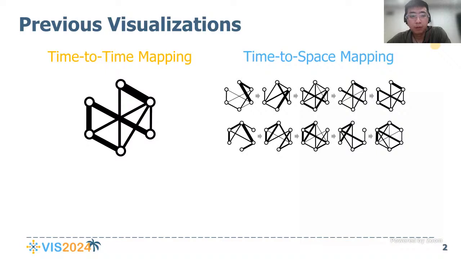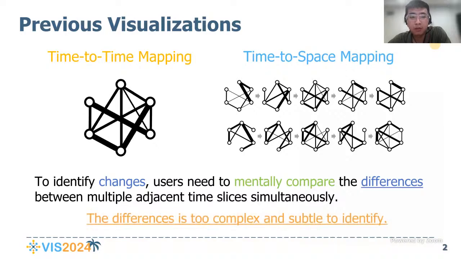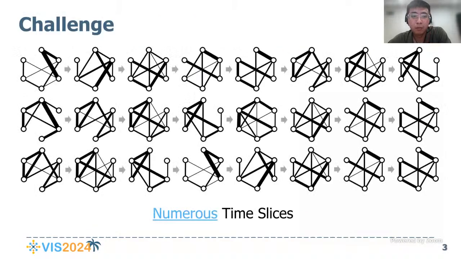However, both methods have some problems. To identify the changes, users need to mentally compare the differences between multiple adjacent time slices simultaneously. It is a challenging task because the differences in a dynamic weighted graph are too complex and subtle to identify. It will be more challenging when we have so many time slices like this.